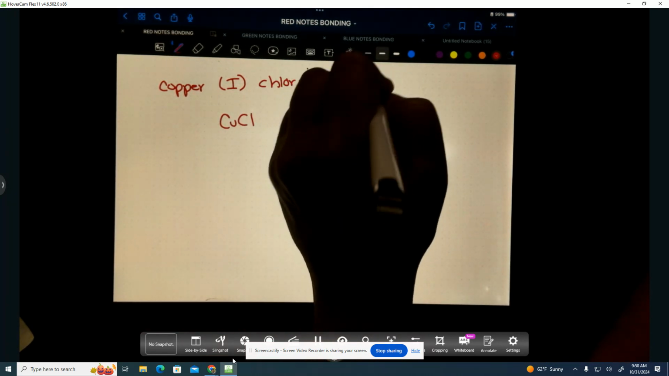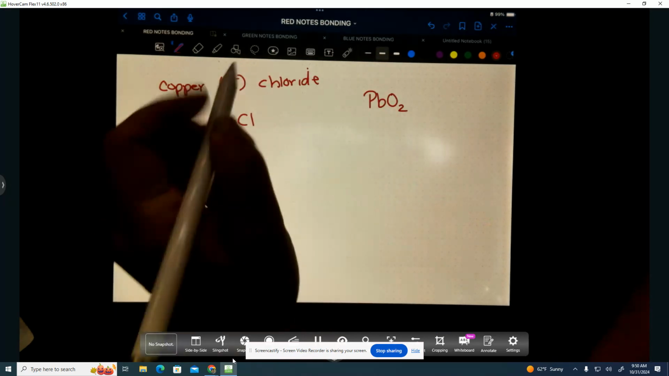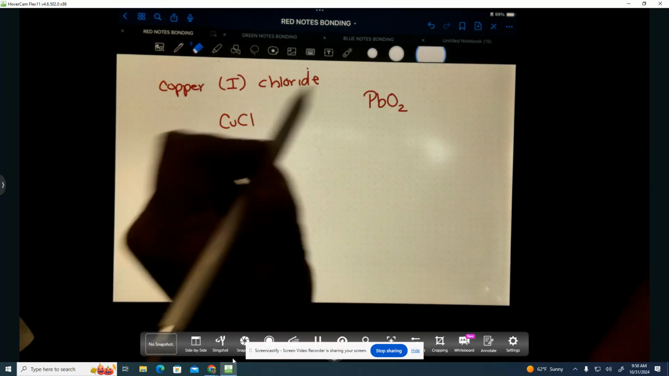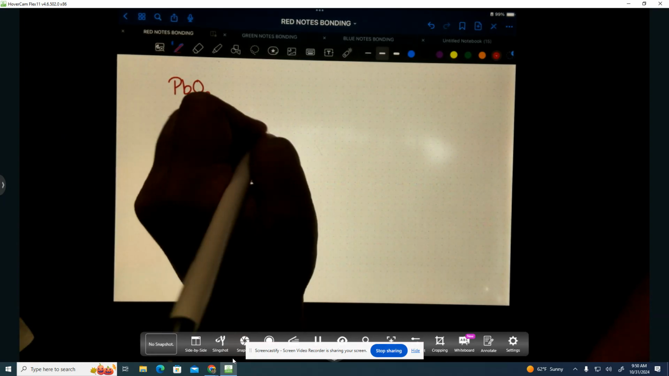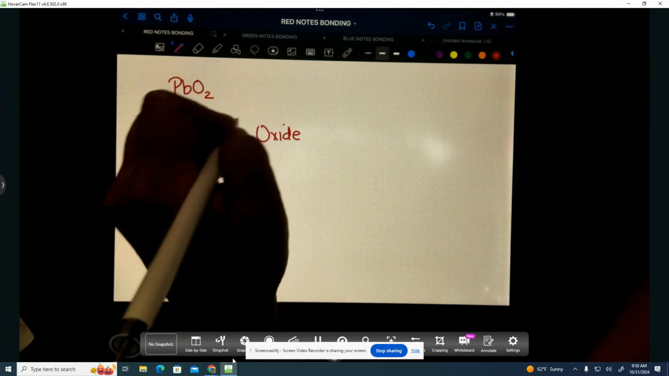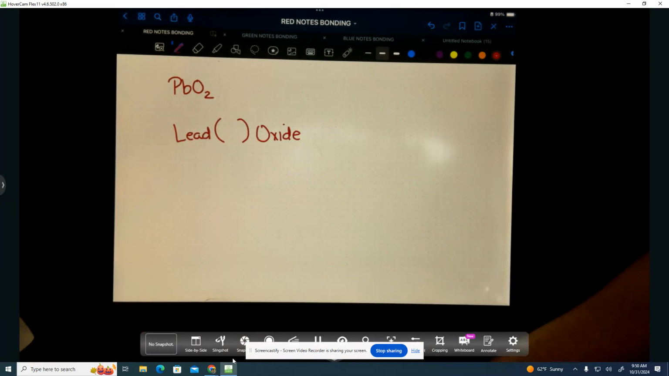Here's another one. Let's see if you can get this one. Let me erase this. You don't need that. PbO2. Okay. Does it need Roman numerals? Yeah, so let's put a parenthesis there. Now tell me what number goes in that Roman numeral.